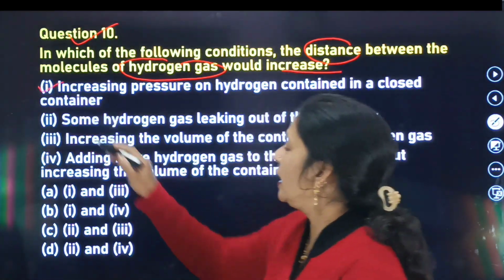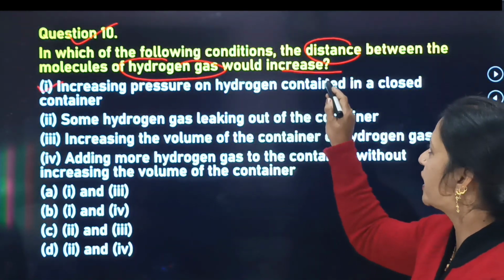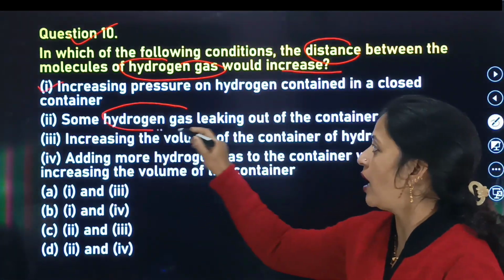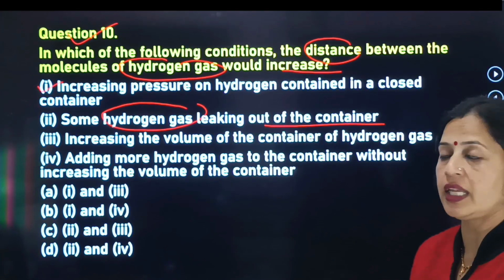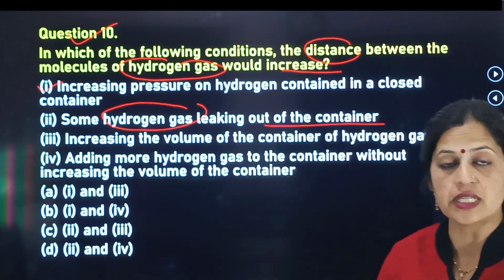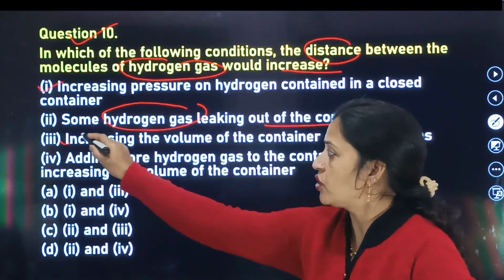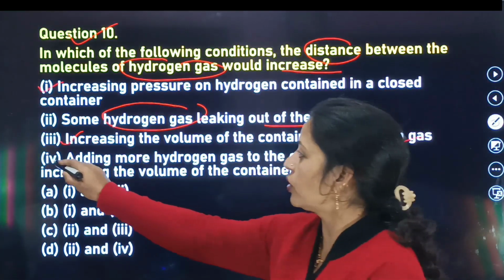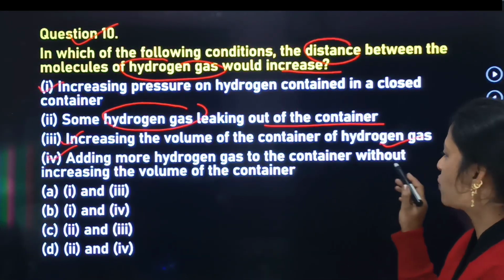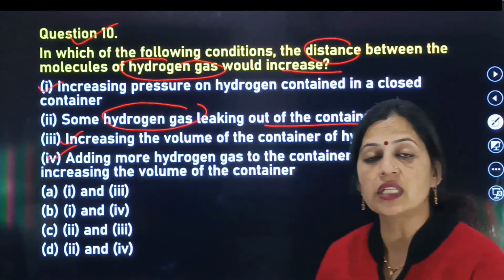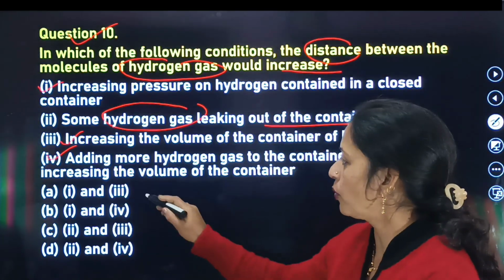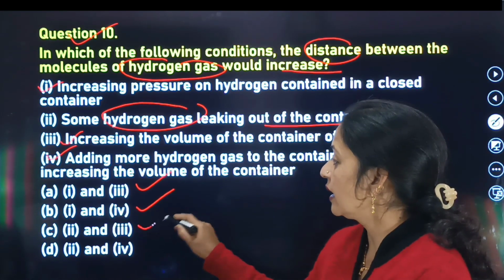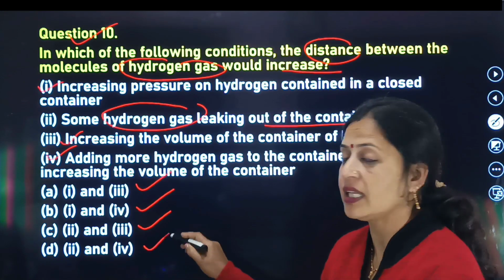ऑप्शंस हैं: इंक्रीज प्रेशर ऑन हाइड्रोजन कंटेन्ड इन क्लोज्ड कंटेनर, सेकेंड इज सम हाइड्रोजन गैस टेकिंग आउट ऑफ द कंटेनर, या तो हम कुछ हाइड्रोजन गैस को कंटेनर से टेक आउट कर लेते हैं. थर्ड कंडीशन इज इंक्रीजिंग द वॉल्यूम ऑफ द कंटेनर ऑफ द हाइड्रोजन गैस, and the fourth condition is adding more hydrogen gas to the container without increasing the volume of the container. Options are first and third, first and fourth, C, second and third, and the last one is second and fourth.